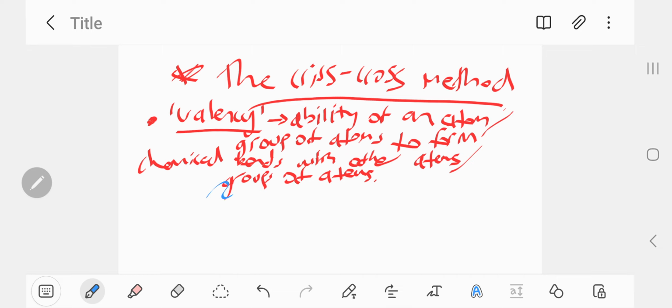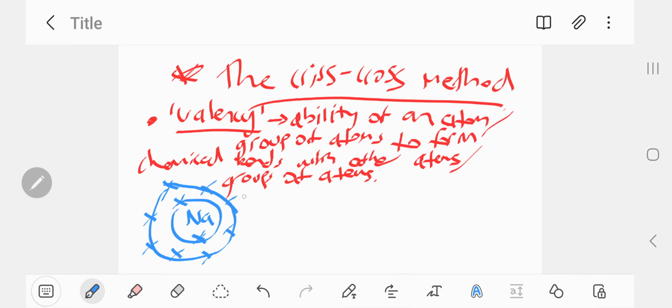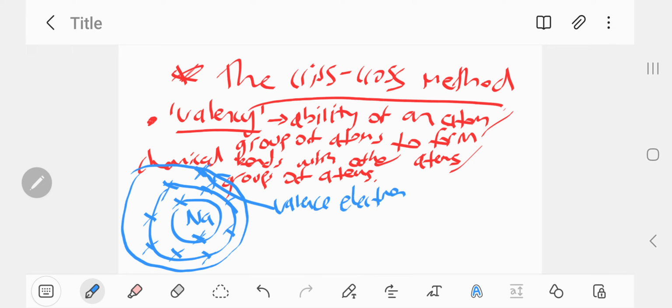An example of an atom, let's say sodium, Na. It's got a nucleus. Sodium has an atomic number of 11, so it's got 11 electrons and 11 protons as well. Two electrons in the first shell, 8 are allowed in the second shell, and one more in the outer shell. This outer shell electron is called a valence electron.